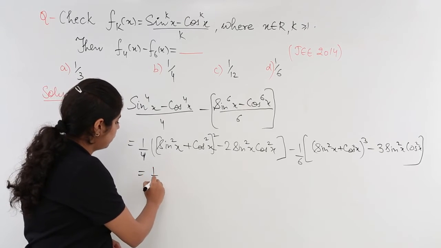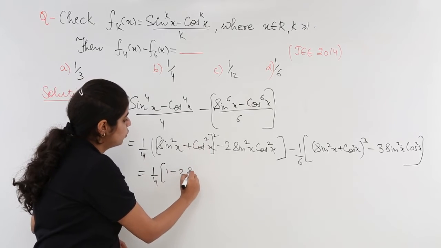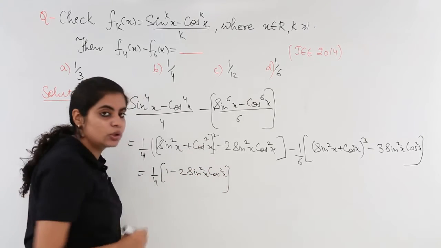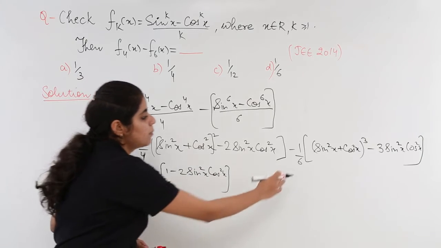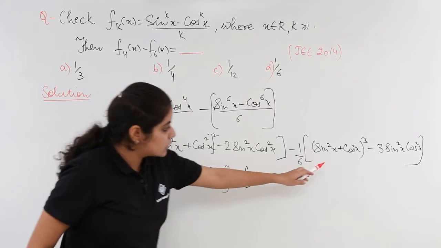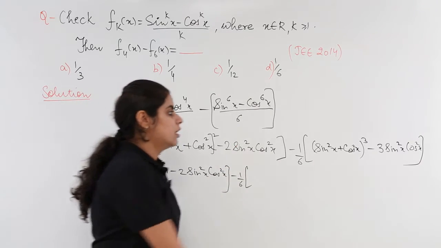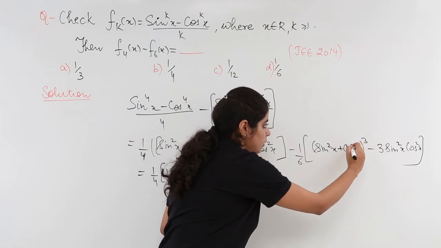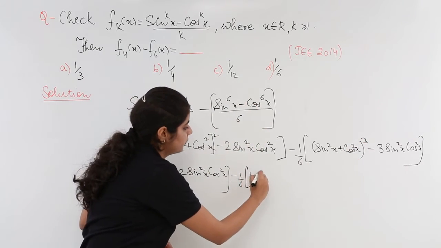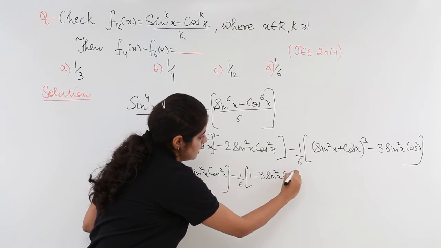So 1 by 4, 1 square is 1, 1 minus 2 sin square x cos square x. This bracket closes. Next is what? Minus 1 by 6. You write it here. Again, sin square x plus cos square x is 1. 1 cube is 1. One more thing, this should be made more clear. So it is square. 1 minus 3 sin square x cos square x.